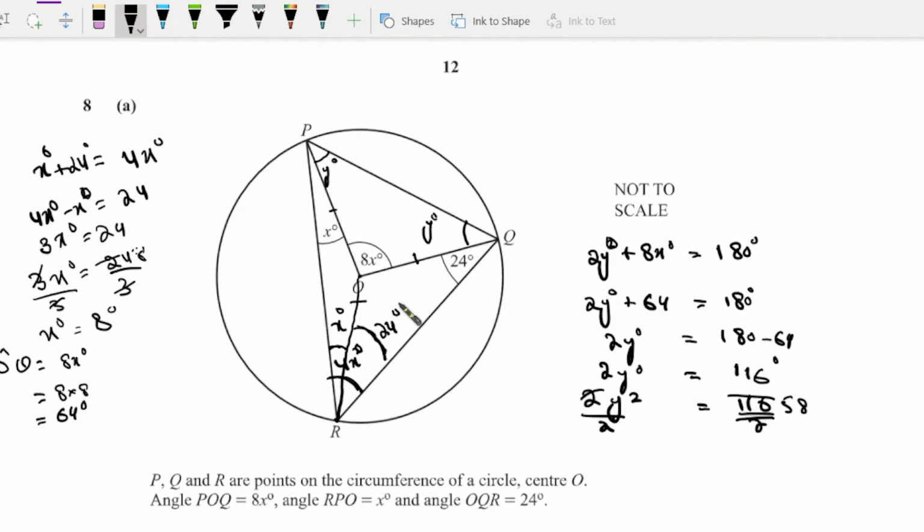So y naught, this is not y square, this is y naught, okay. So y degree is equal to 58 degree, and this y is equal to PQO. PQO, which is the required angle, is equal to 58 degree. And we got the answer of this one.